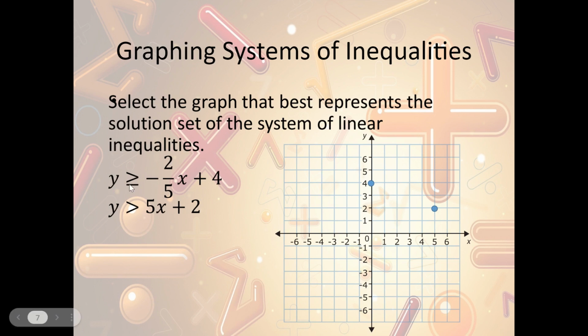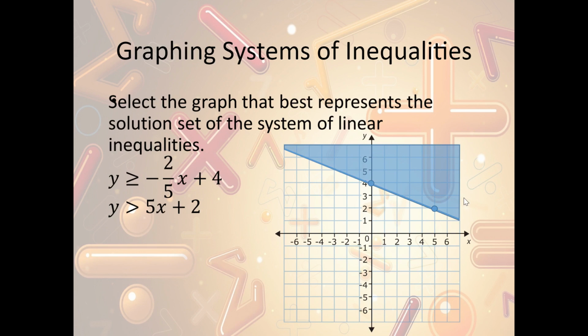And they added something extra, so we will too, so we should have a closed line. And it's greater than, so we should shade above. So there's our first one. Then we'll do our second one. Our second one says y is greater than 5x plus 2.